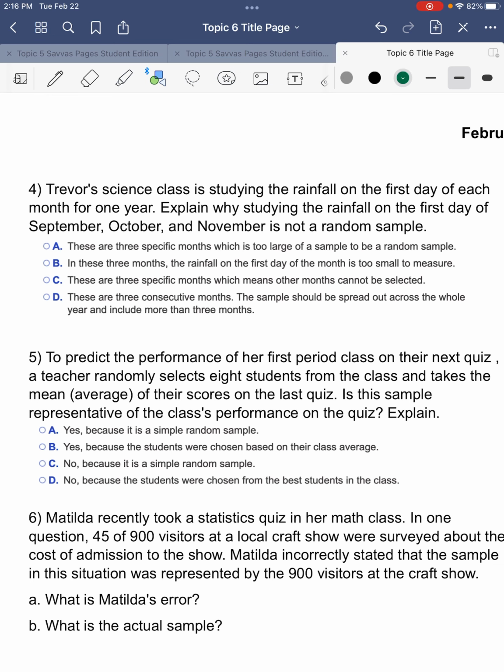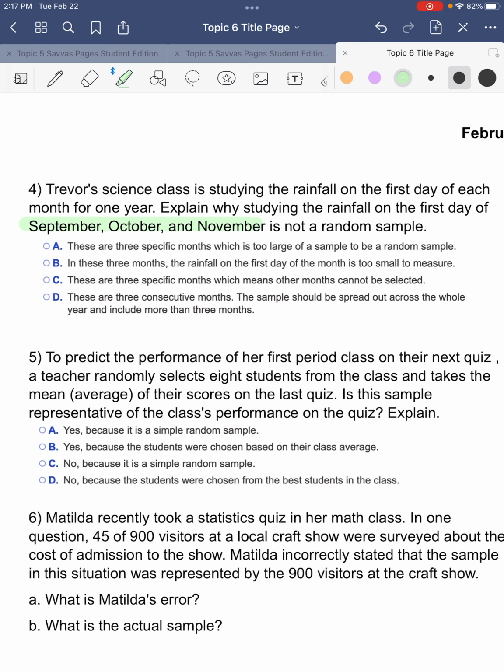Okay, so what do I know about September, October, and November? I know that those are 3 of the 12 months, and I know that they're consecutive. So it's like they're all in the same season, right? So I don't think that that's great. I would think that you'd want to kind of split it up, like 1 month from each season. That's kind of what I'm thinking.